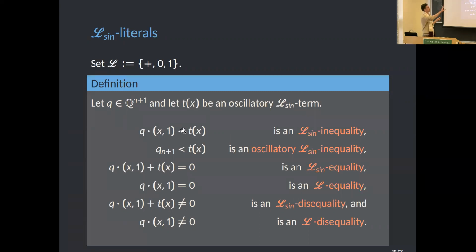Here we have the oscillatory sine term on the right-hand side. And then what we deem an oscillatory L-sign inequality is where we have no linear appearances of x, aka we have a constant on the left and then a strictly oscillatory L-sign term on the right-hand side. So again, a sum of signs, there's no x1, x2 appearing unless it's within the scope of some sign application.